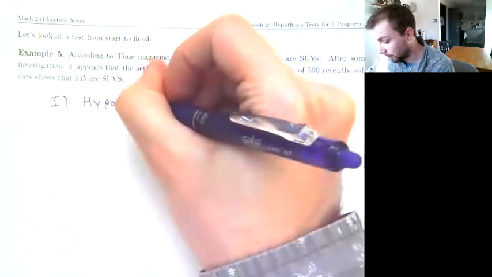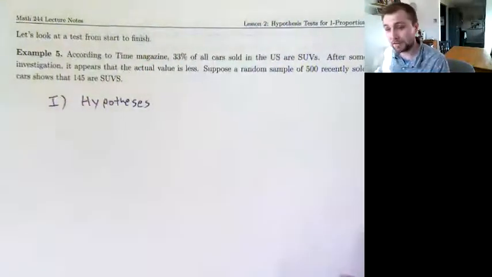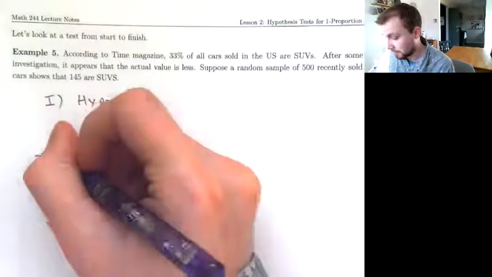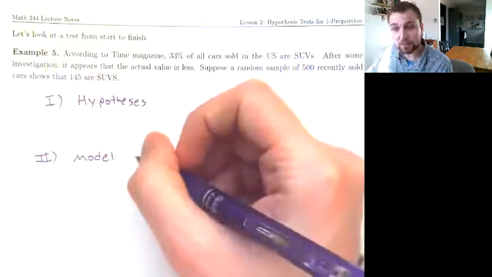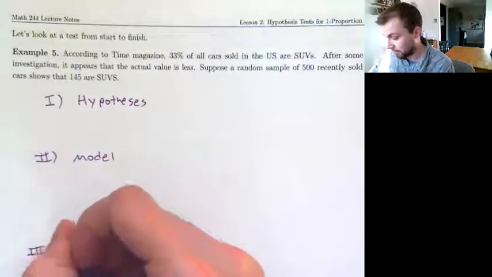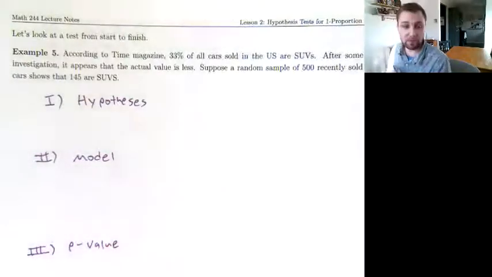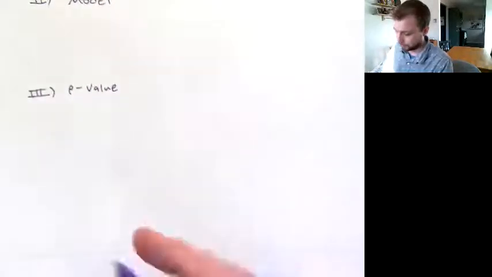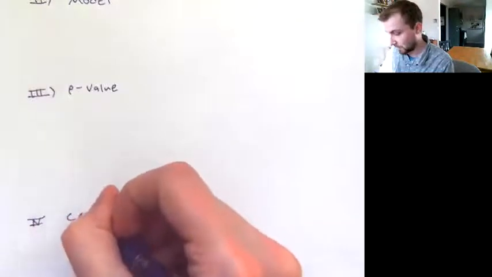First step, I'm going to have the null and alternative hypothesis. This feels like it's about percentages. It might be about P. Second step, I'm going to have the model, and I should check assumptions. Third step, I should calculate the p-value. And this is low on the page, but fourth step, conclusion.